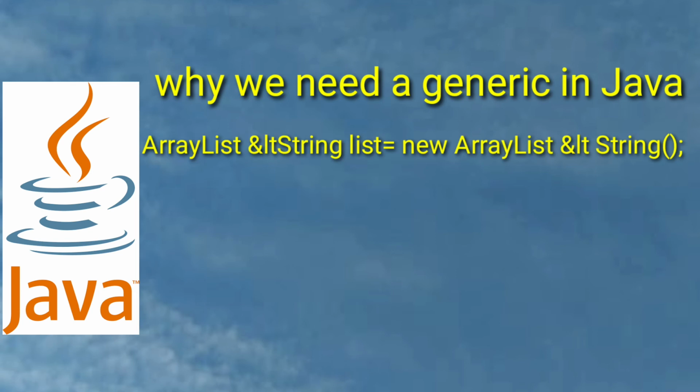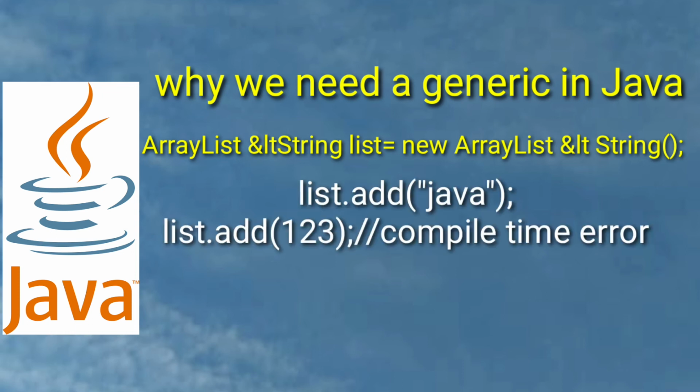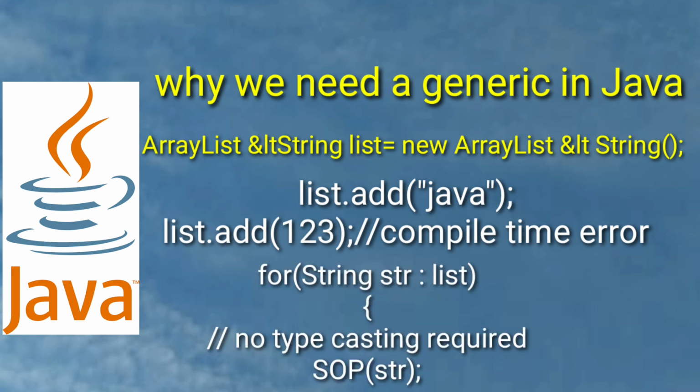While creating the object for the ArrayList, we have to give String here. Then we have to add the values. I am adding one string and one integer. Now the ArrayList reference can hold string type only. If you try to add elements of a different type, it gives a compile time error. Therefore, ClassCastException never occurs while executing the for loop.